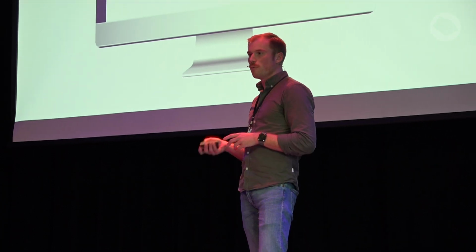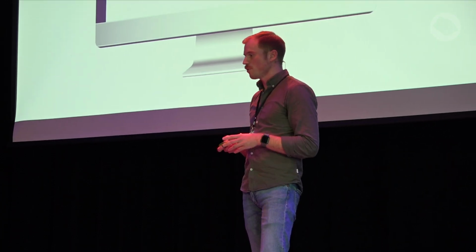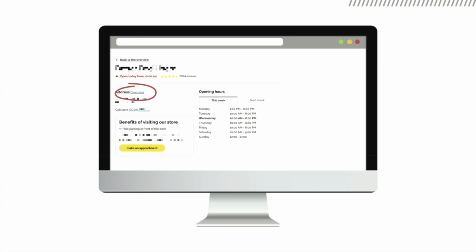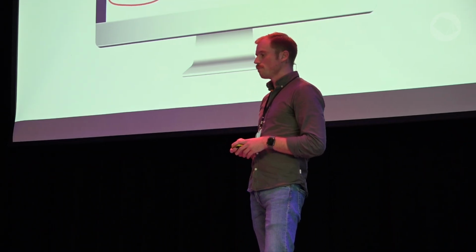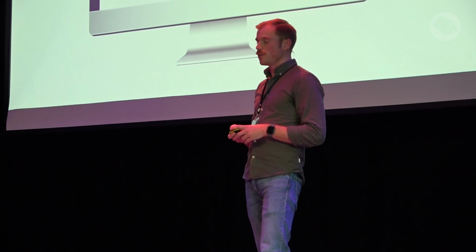So this is an example of a store page where you have information like opening hours, for example. And there are two main actions we want customers to take here. The first is they can ask for directions to navigate to the store. And secondly, they can make appointments from this page, and then it's very likely that they will actually visit the store. So those are the goals for this page.